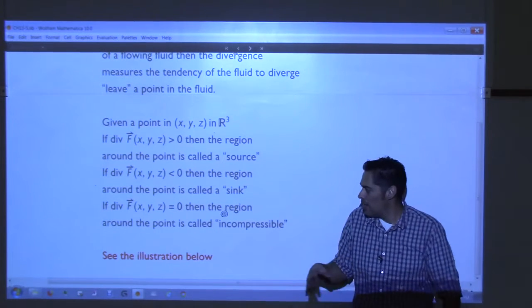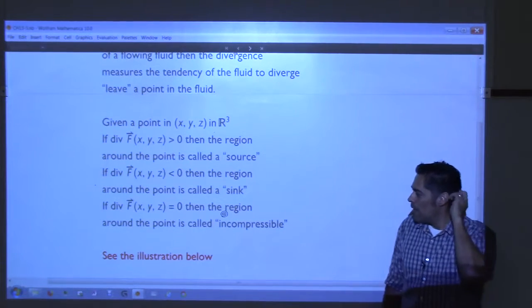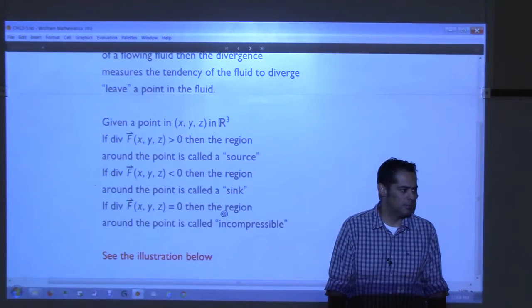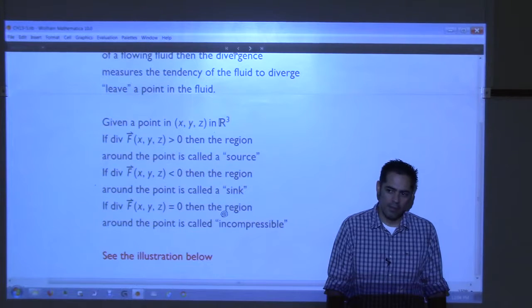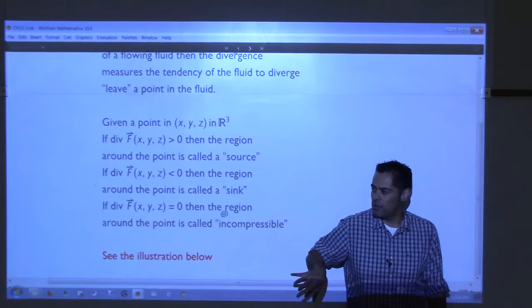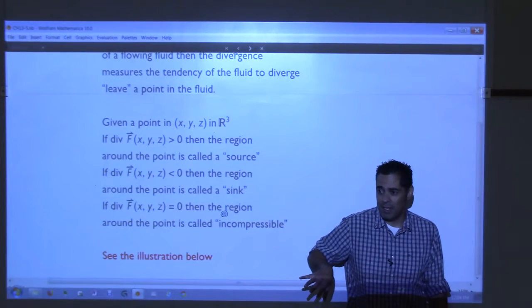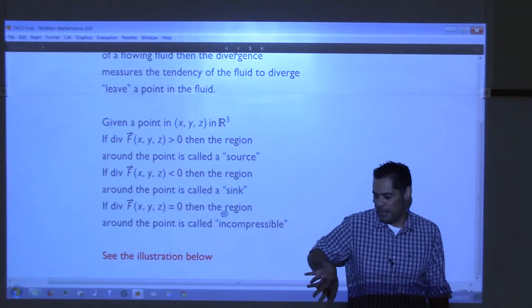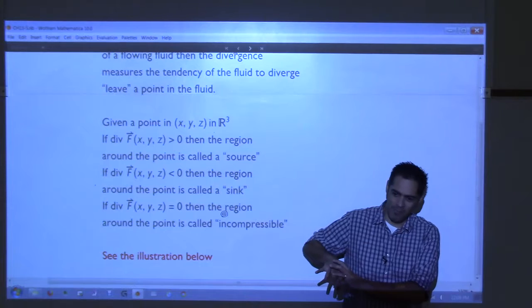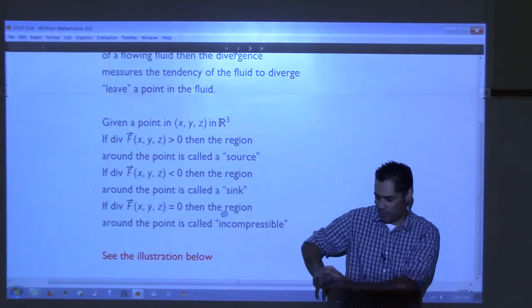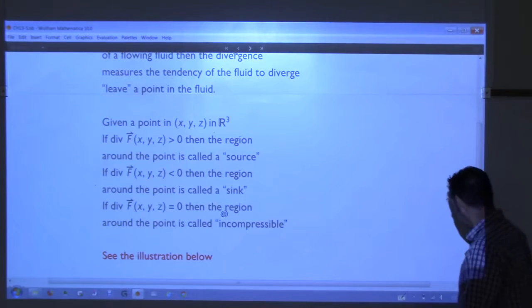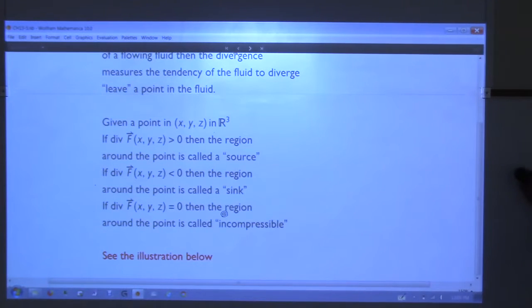Understand? Now, if the div is 0, then the region around the point is called incompressible. Does that make sense? If the molecule next to you doesn't want anyone to leave, and doesn't want anyone in, then it's almost like stuck, static, fixed, incompressible. Doesn't want to compress, doesn't want to come out, it's just stuck. Kind of cool.